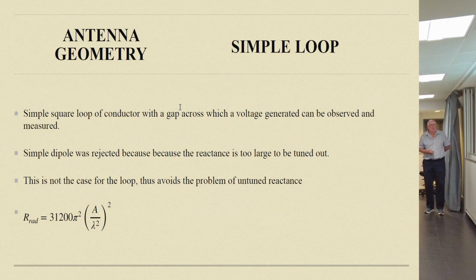But this isn't the case for the loop. If you look at the loop, in fact the reactance is a lot smaller, and then we can have a go at tuning it out. And there's also R rad, which we know from this equation. These are standard equations you can get out of the textbook.